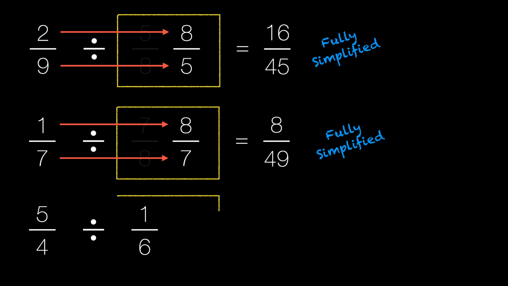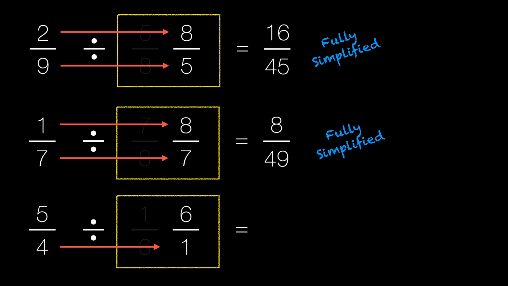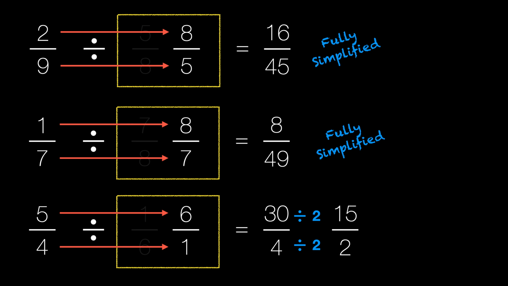All right, last one. Flip 1/6 to 6/1. Multiply across. 4 times 1 is 4. 5 times 6 is 30. And this is not fully simplified, so use the 2, 3, or 5 rule. They're both divisible by 2. So 4 divided by 2 is 2. 30 divided by 2 is 15.